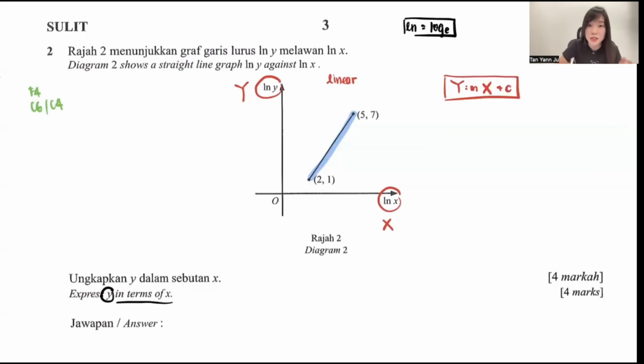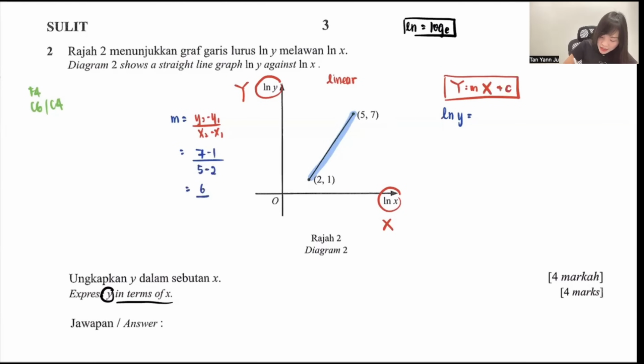So from having no equation, we can form one ourselves. How do we form it? First, we already know the big Y is ln y, so you can write ln y straight away. Next is the m. How do we find the gradient? The formula is y2 minus y1 over x2 minus x1. You can randomly use one point minus another. Let's say 7 minus 1 over 5 minus 2. I get 6 divided by 3, so my gradient is actually 2. And my big X is actually ln x.